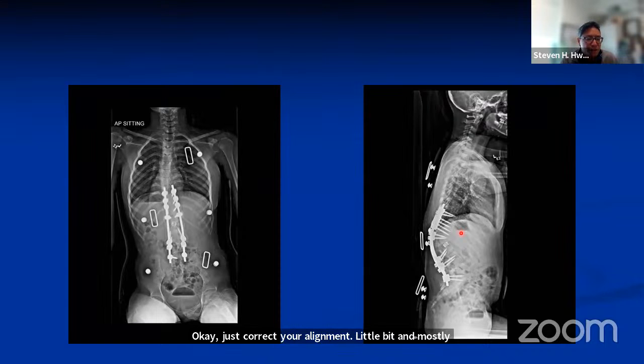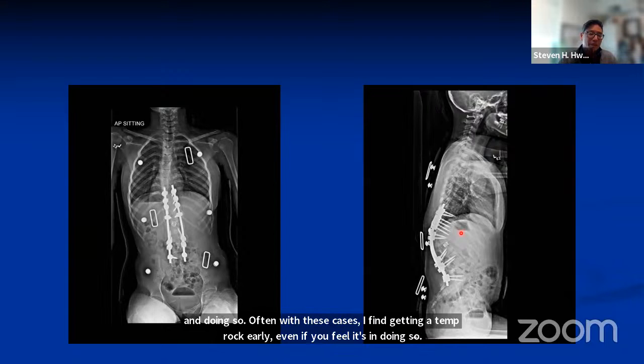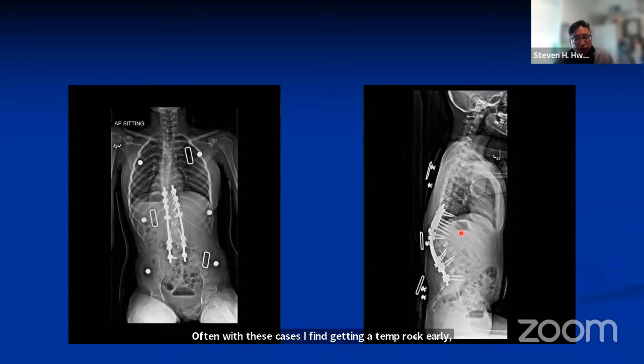So if it takes out the cord compression and shortens her a little bit in doing so. Often with these cases, I find getting a temp rod early, even if it seems solid and there's a little movement, getting a temp rod and compressing early helps. It takes a little bit of tension off. Hopefully the cord can perfuse a little bit better. Which is also why we like traction for big curves.